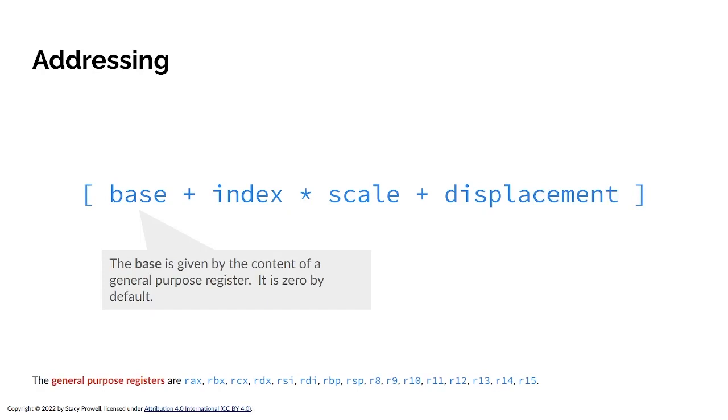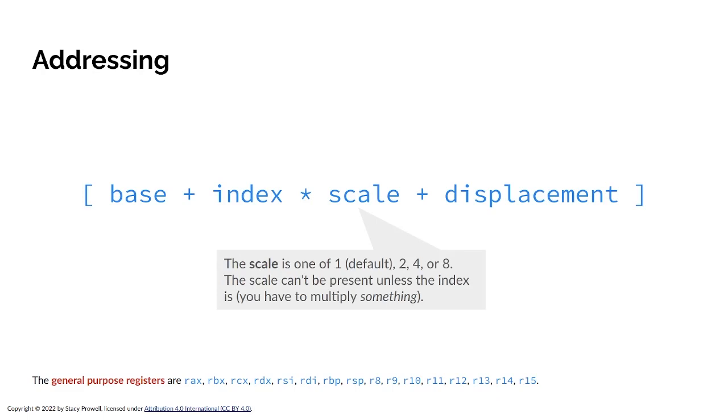The base is given by a general purpose register. What are those? Those are the 16 registers you see at the bottom here. You can use any of those as the base. And yes, the stack pointer and the base pointer are included in that. So there they are. Any of those could be the base. The index is given by a general purpose register. Okay? What if I don't give you a base? Well, it's 0. What if I don't give you an index? Well, it's 0.